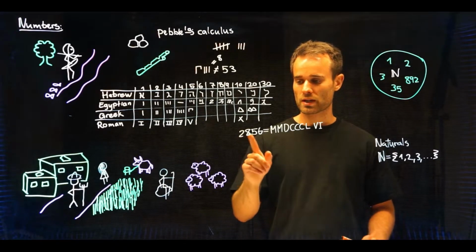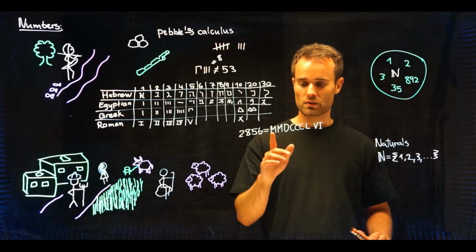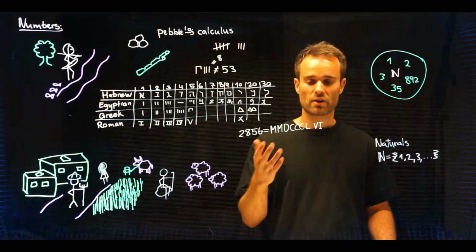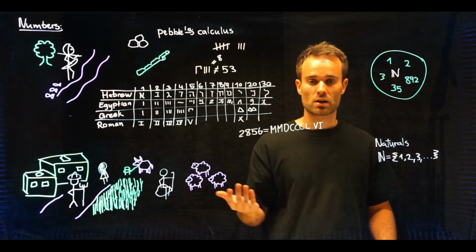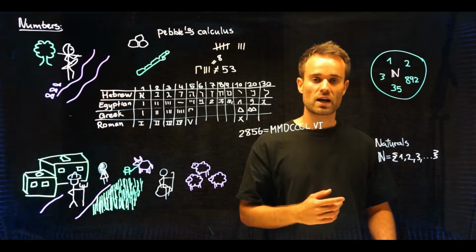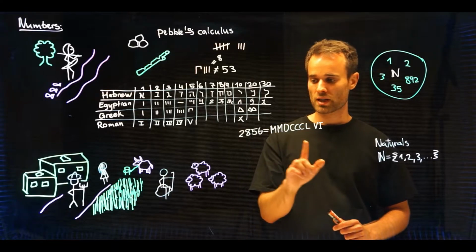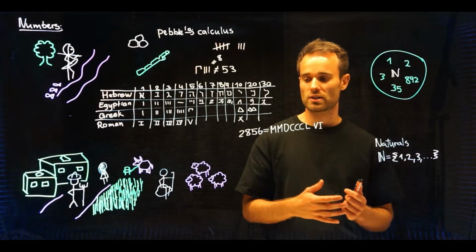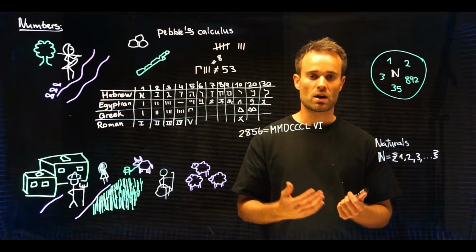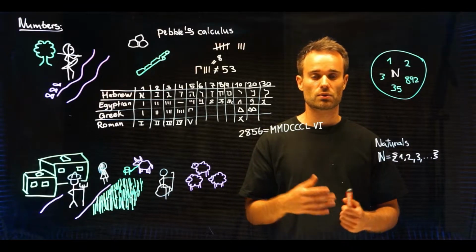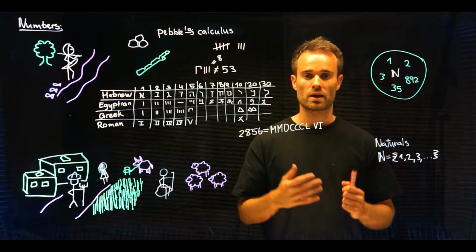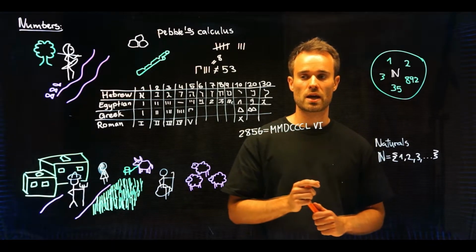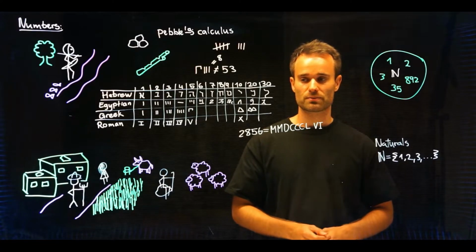Here I've written the number 2856. And in Roman numerals, this is 2 M's, each representing 1,000, a D representing 500, 3 C's, each representing 100, an L for 50, a V for 5, and an I for 1. That adds together to 2856. And as you can tell, this is actually a rather cumbersome way of writing large numbers. And so the solution to this would be the invention of a positional system similar to the one that we use today. But before we go into that, I want to talk to you about negative numbers.